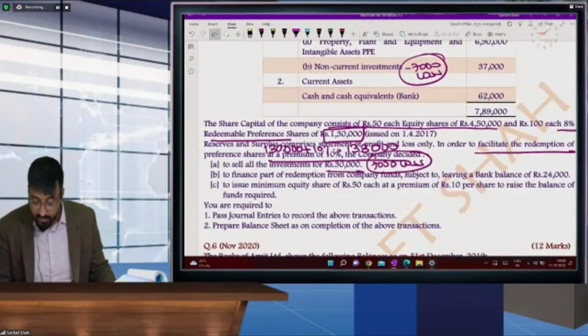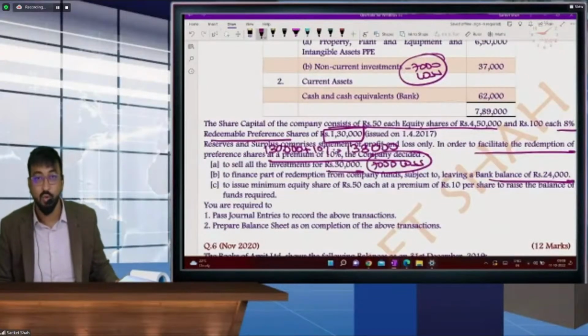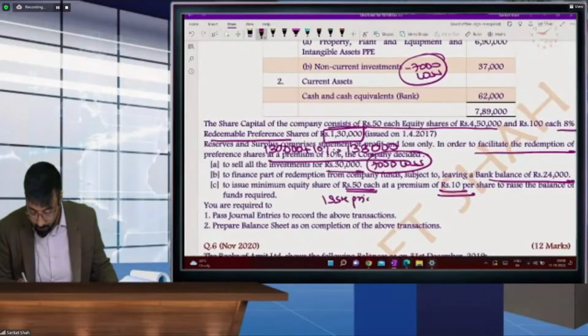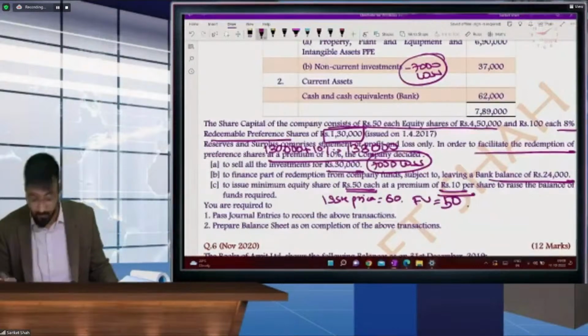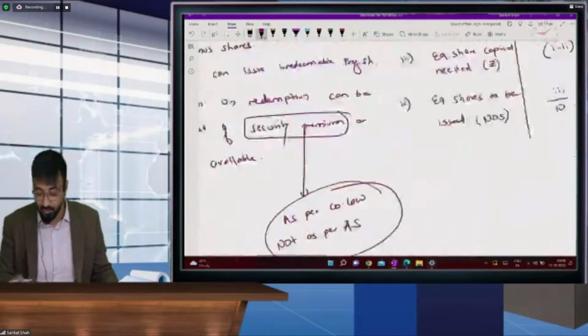To finance the redemption, the company decided to use a bank balance of 24,000 and to issue minimum equity shares of 50 each at a premium of rupees 10 per share. So beta, issue price is 60 and face value is rupees 50. Pass journal entries and prepare balance sheet. Yes. Okay, sir.